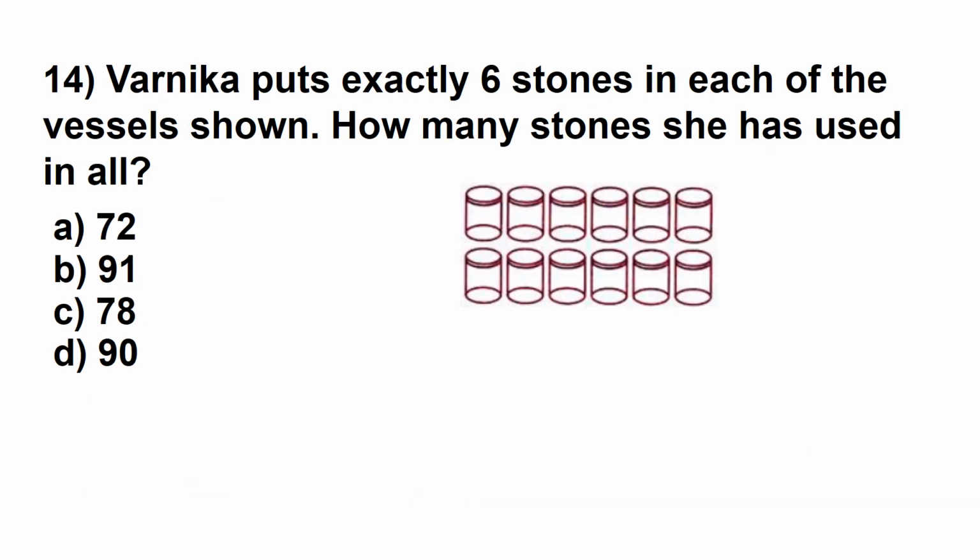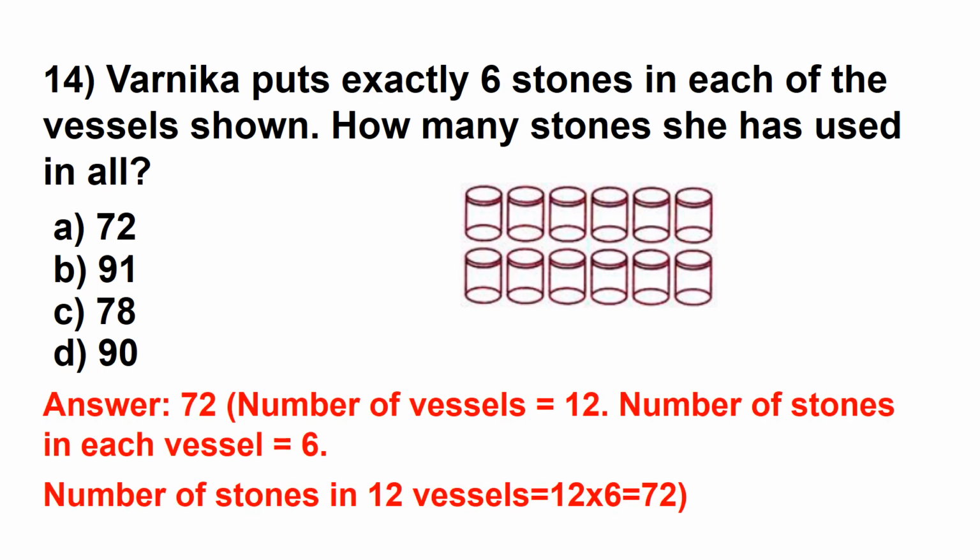Varnika puts exactly 6 stones in each of the vessels shown. How many stones has she used in all? So you need to first identify how many vessels there are. Then you need to put 6 stones in each vessel. So the right option is A.